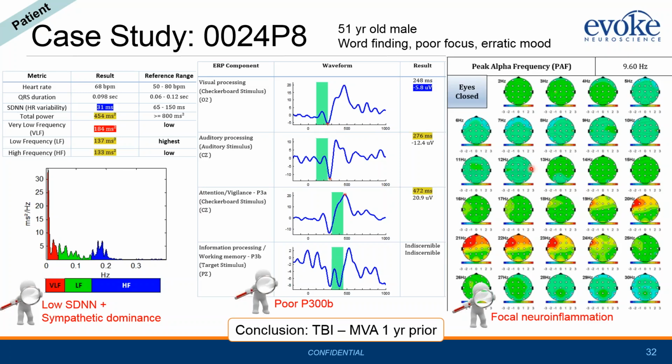So we do some more questions. We figured out he was in a car accident 1 year ago. His brain hasn't recovered well. It's this activity that's making him experience all of these symptoms. And then we can train the brain to recover from this injury.